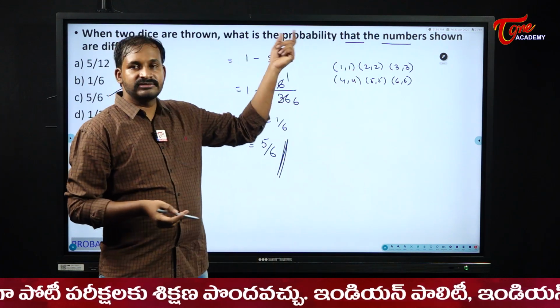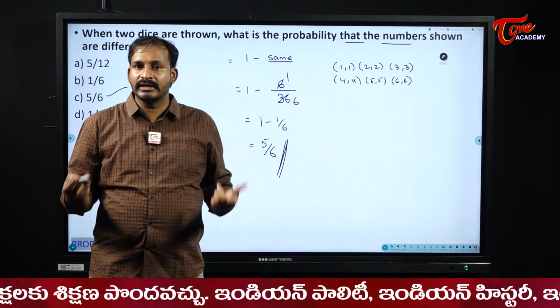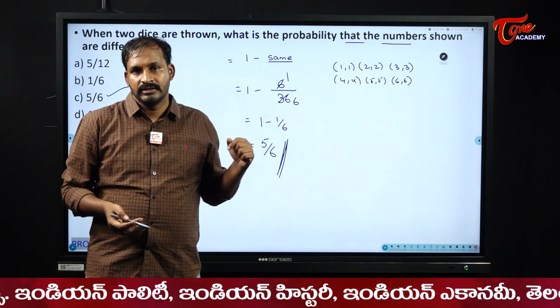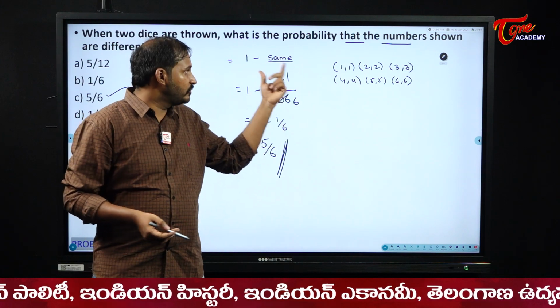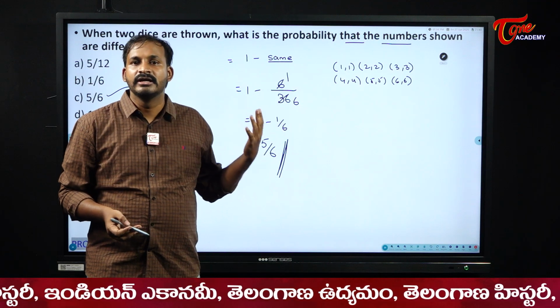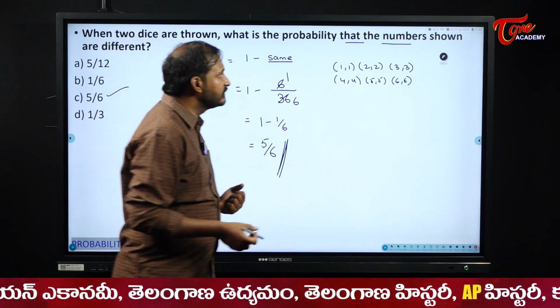Here they actually asked us for the different numbers. So what I calculated here is 1 minus the same numbers. You should be able to shift these two things properly according to our choice. Right? Next one.